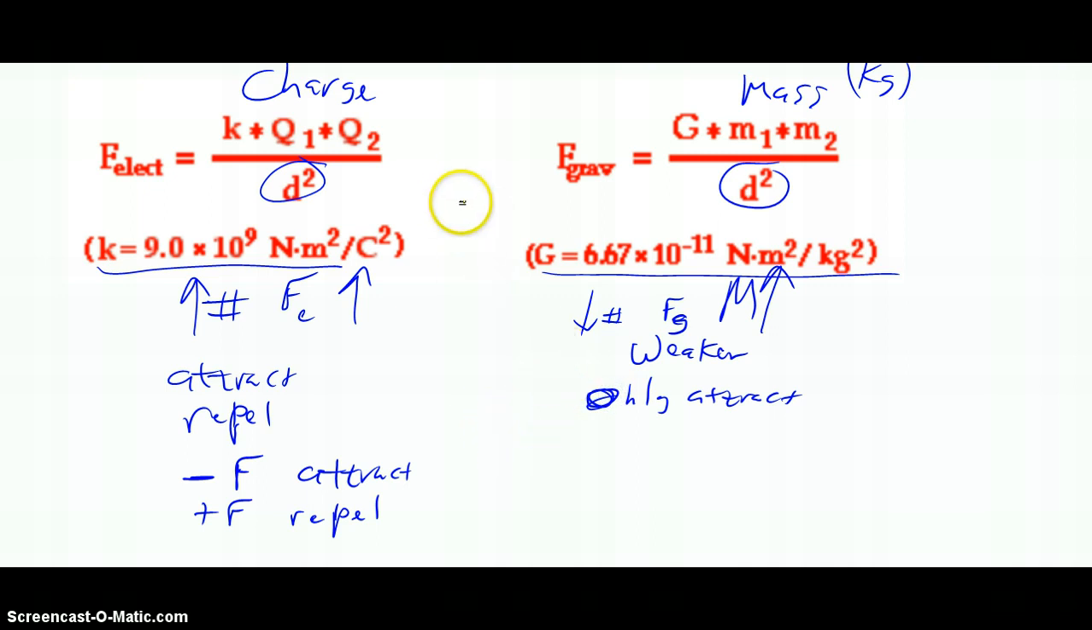They are both, again, two of the four fundamental forces of nature, the strong force of the nucleus and the weak force in the nucleus being the other two. And that's it for Coulomb's law. Next we'll be looking at the inverse square nature and practicing the effects of changing these various values.